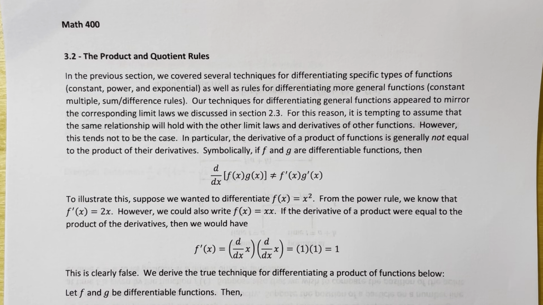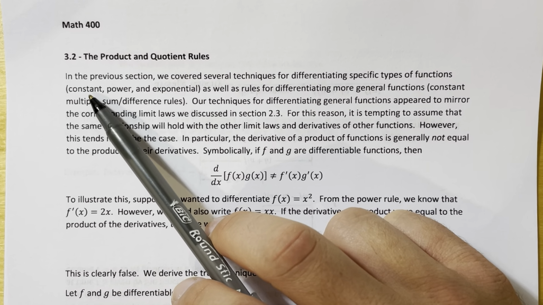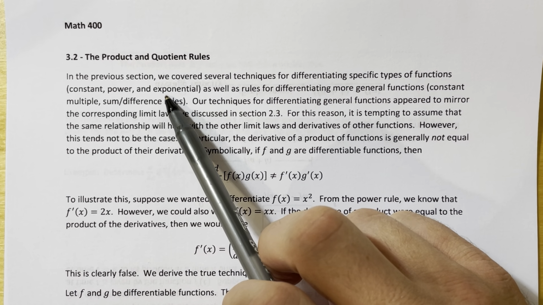All right, so in section 3.1, we covered a few different techniques for differentiating functions, and these were shortcuts that allow us to bypass that limit definition that we talked about at the end of chapter 2. The types of techniques that we're talking about here in chapter 3, these shortcuts, fall into two different categories. So there's techniques for differentiating specific types or classes of functions, and so far the specific types of functions we've talked about have been constant functions, power functions, and exponential functions.